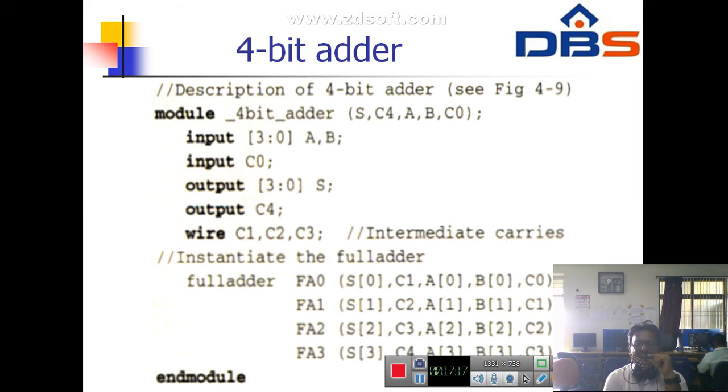For those 4 full adders, we have to use some interconnections, so wire c1, c2, c3, and we have to define each individual full adder, which will be named fa0, fa1, fa2 and fa3. So fa0 will be considered as 0, c1, a0, b0. To write for all 4 full adders we get the same functionality, and finally we write endmodule.